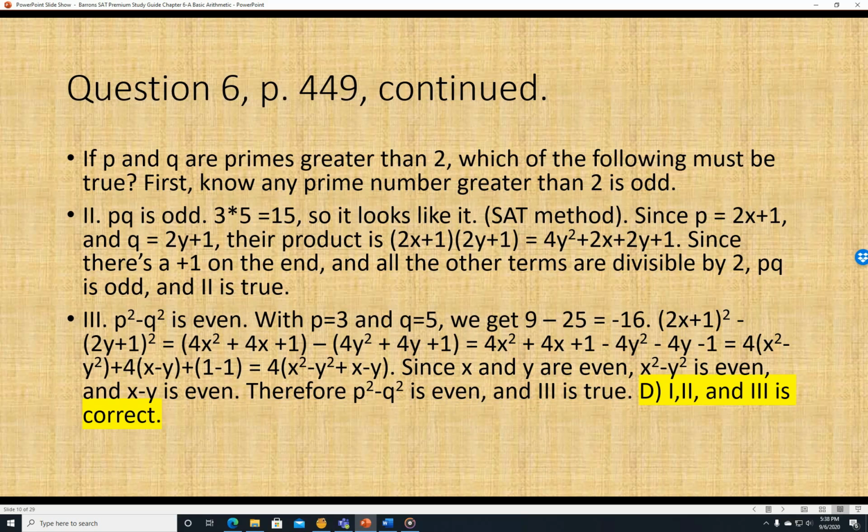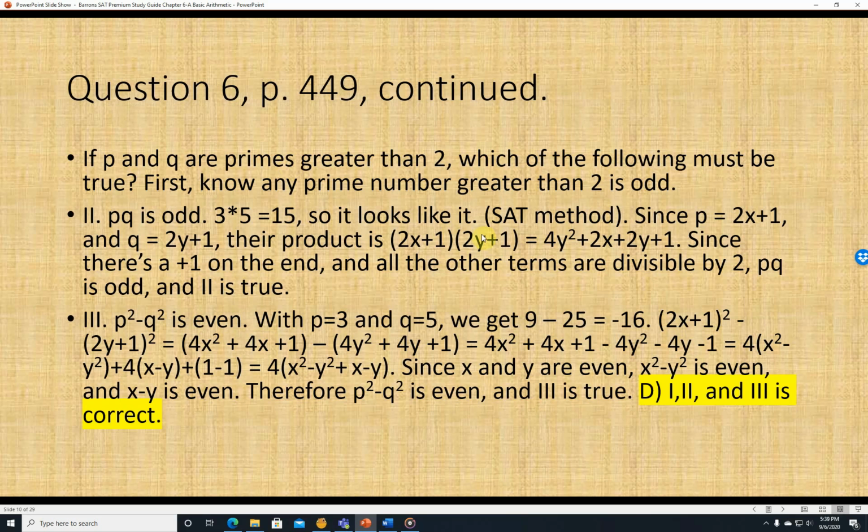And what I mean by SAT method here is that's what you should do on the SAT. Just try a few different numbers that work, that are primes greater than 2. And if they all work, it's probably true. If you want to get into the theory behind it, okay, since P is equal to 2x plus 1 and Q is equal to 2y plus 1, their product is going to be 2x plus 1 times 2y plus 1, which is going to be 4xy, because that's first.